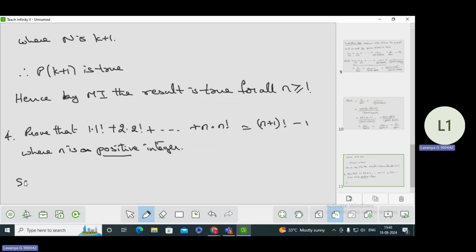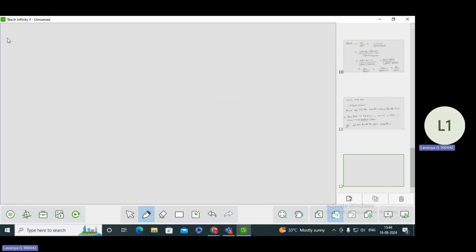Okay. So now let us look into the solution of the problem. Let P of n denote the given proposition. Then what would be your basis step? We have to prove P of n is true for all n greater than or equal to 1. So your basis step would be P of 1.